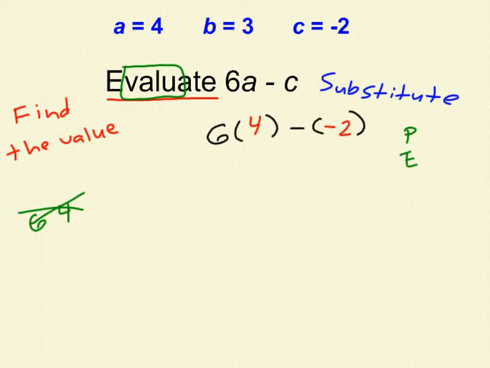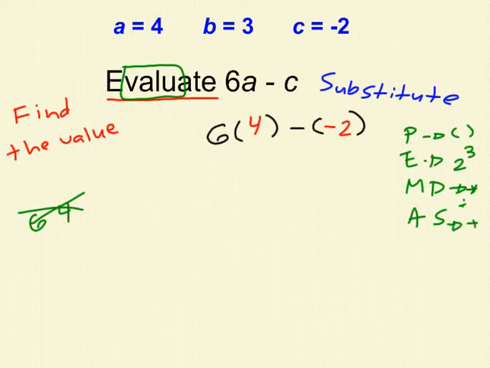If you remember your order of operations, you probably used PEMDAS, where P stands for the parentheses. You would do your grouping symbols first. The E stands for your exponents, such as if you had 2 cubed. Multiplication and division means that you're going to multiply and divide in order from left to right. Your addition and subtraction also go in order from left to right.